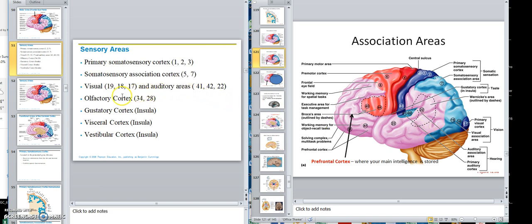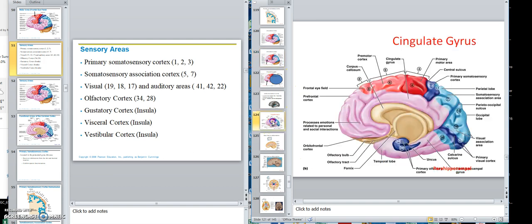Okay. Then we have olfactory, smell areas, which is generally more in the front. 34, I can find it there. Let's go to the inner area. Where's my inner area here? Okay, see 34, that's on that inner area there. Gustatory is taste, that's in the insula. Remember that lobe that was hidden back there? Then the visceral cortex for pain in your intestines or whatever. Vestibular is for balance.